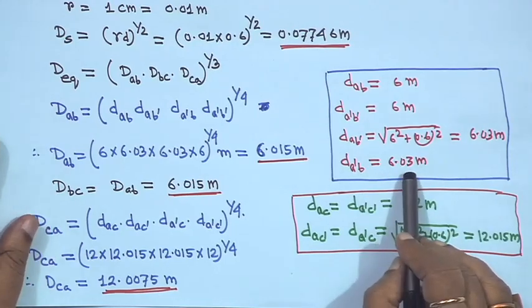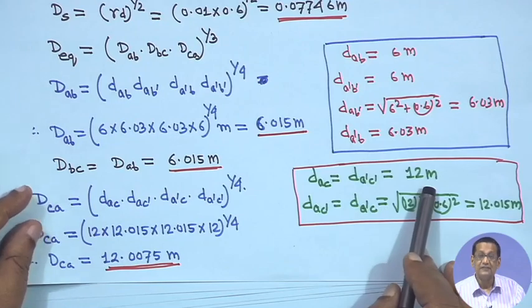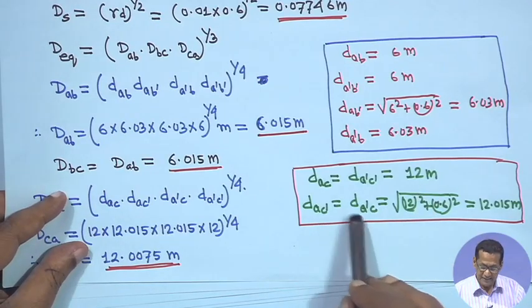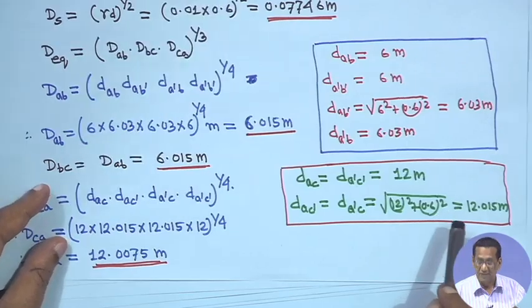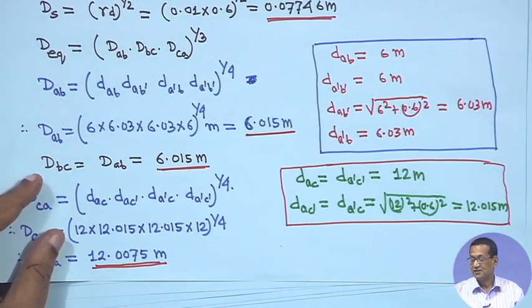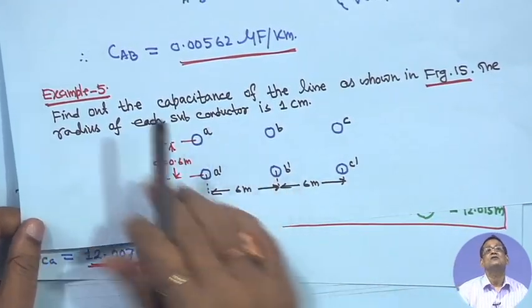This is also the same, 6.03 meter. And DAC is equal to DA dash C dash is equal to 12 meter, and DAC dash is equal to DA dash C is root over 12 square plus 0.6 square, equal to 12.015 meter. From this configuration, you can compute all.